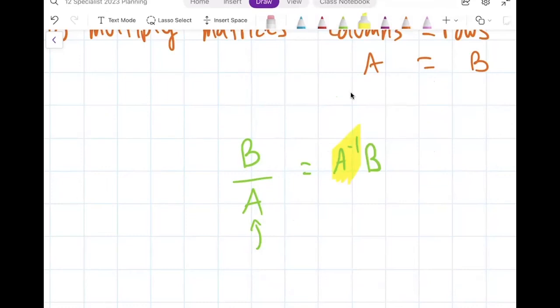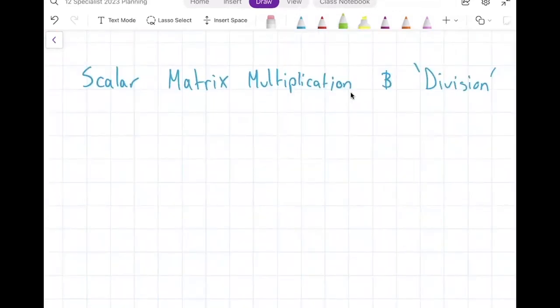We're going to look at this in a little bit more depth in the next lesson of how to actually find our inverses and how we can solve problems using our inverse. But for now, matrix division can be thought of as finding the inverse of one of my matrices and then just multiplying it by the other matrix. So the final thing we're going to look at is scalar matrix multiplication and division.